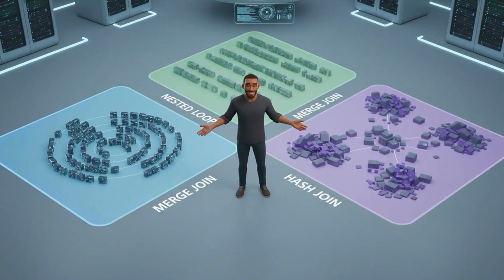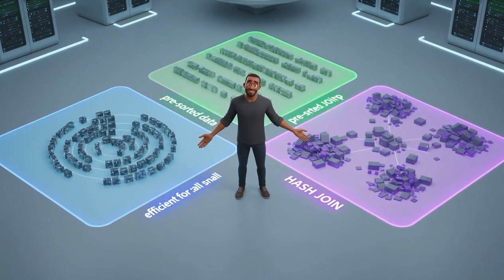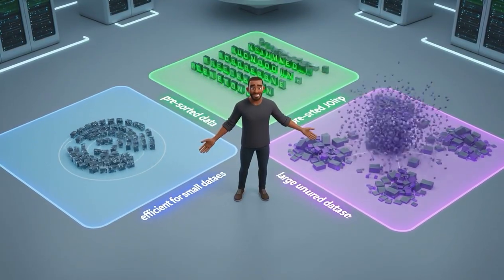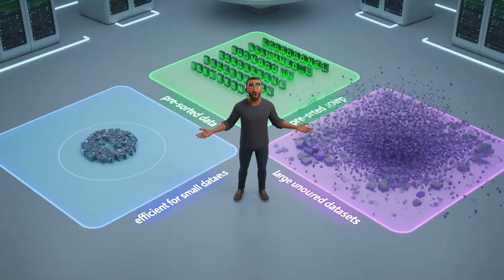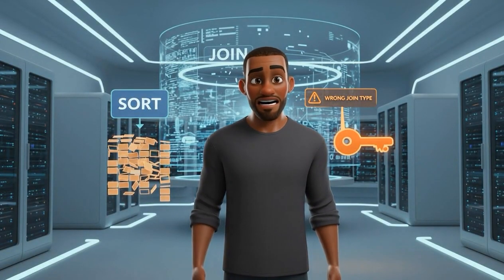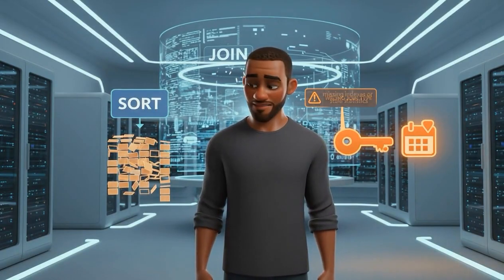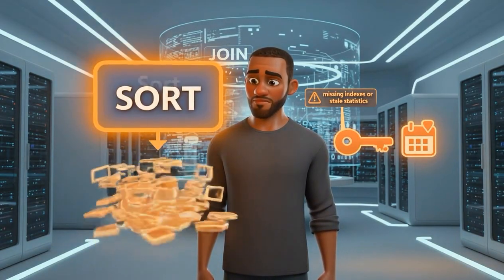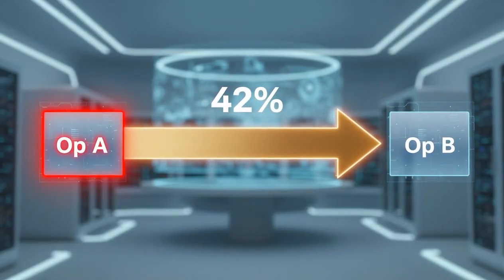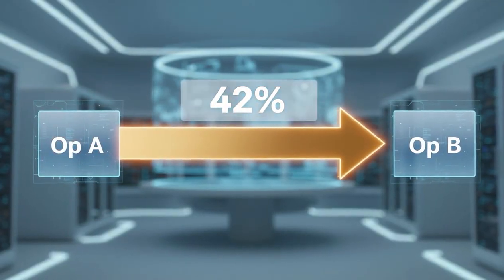Hash join, merge join, and nested loop are 3 different join algorithms. Nested loops are efficient for small datasets, merge joins work best on pre-sorted data, and hash joins handle large, unordered datasets. Seeing the wrong join type for a given scenario can indicate missing indexes or stale statistics. Sort appears when SQL Server needs to sort data that isn't already ordered by an index. Sorts on large datasets are expensive and can be a performance bottleneck.